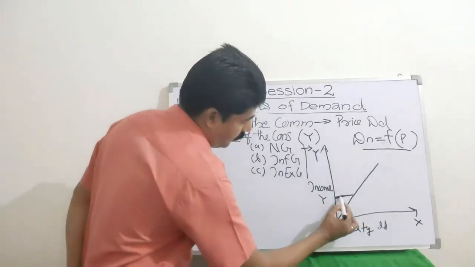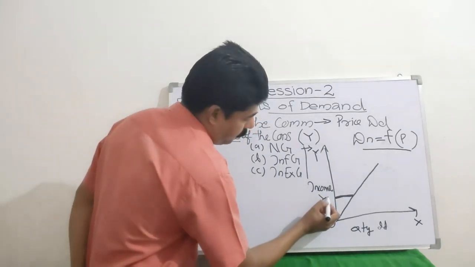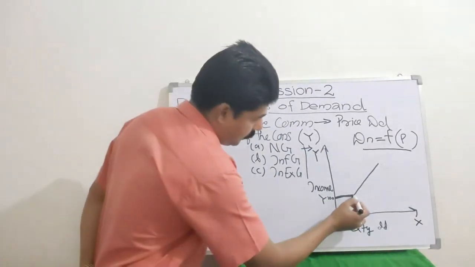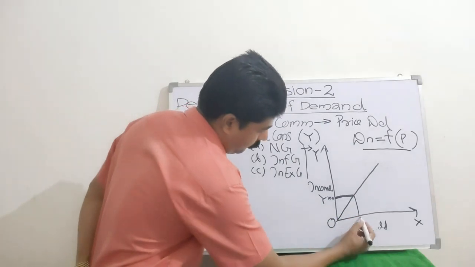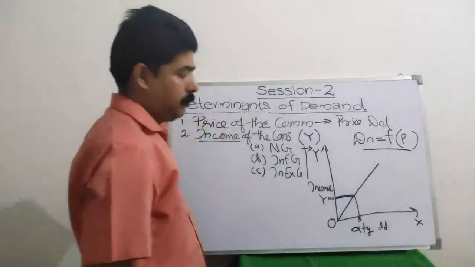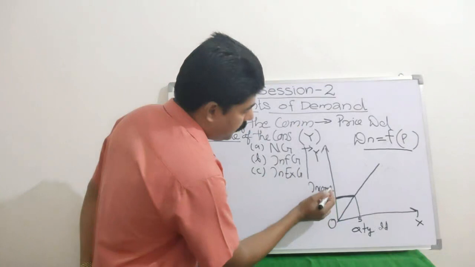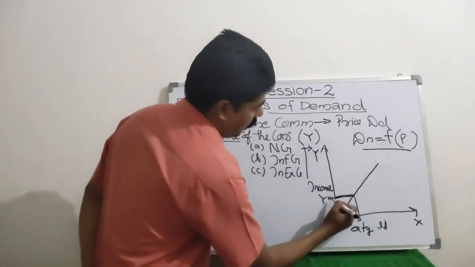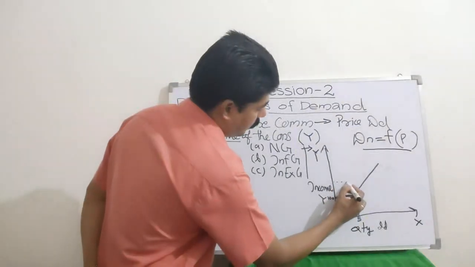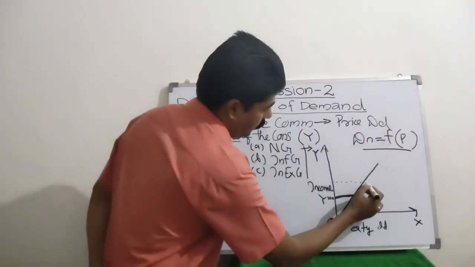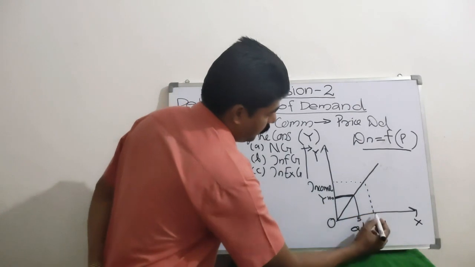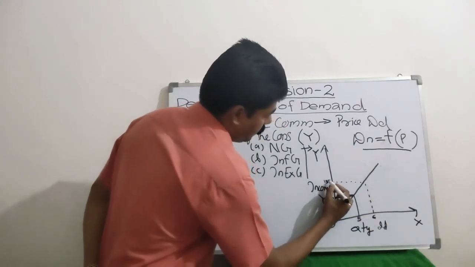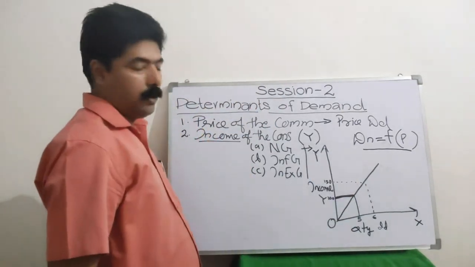This is one level of income. For example, if I write 100 rupees as the income level, by that income you can purchase 5 quantities of the commodity. This is one case. And when income increases from 100 to 110 or 150, quantity demanded also increases. So it is 6 at 150, just for example.